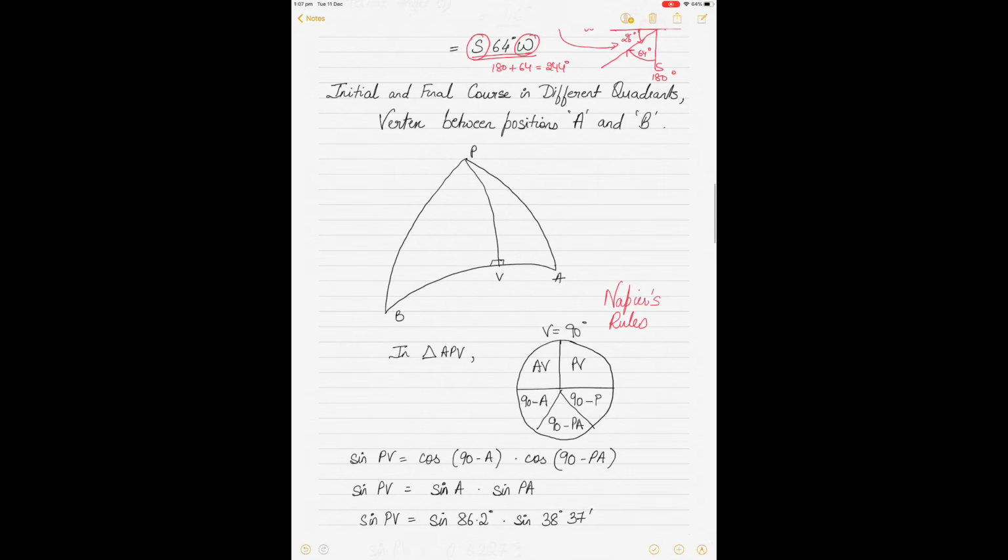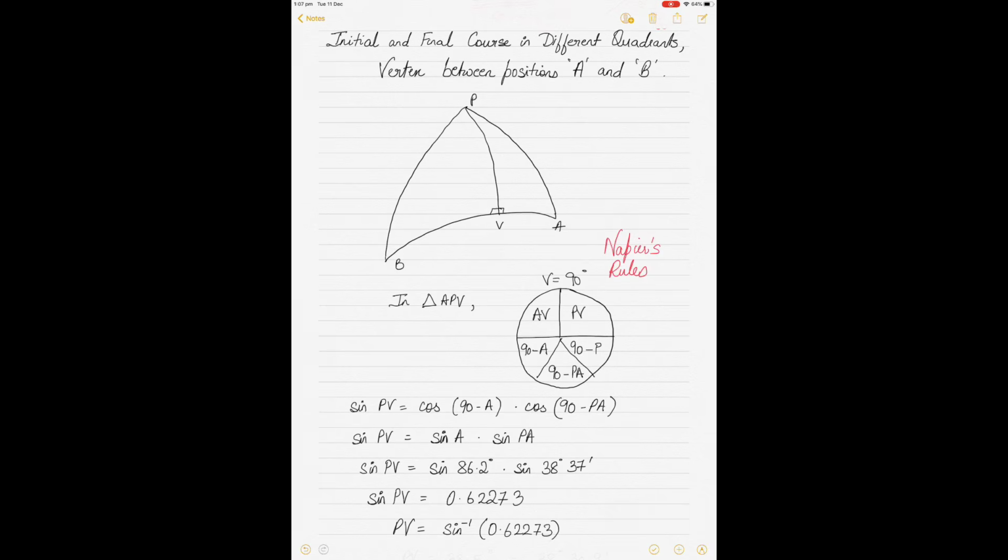So when your initial and final course are in different quadrants, your vertex will lie between position A and B. So in this case, your initial course was in the northwest quadrant, as understood above, and your final course is in the southwest quadrant, as we found out before. So because they're in different quadrants, the rule of thumb is then the vertex lies between A and B and always lies towards the higher latitude. If both the courses were in the same quadrant, the vertex would lie outside A and B towards the higher latitude.